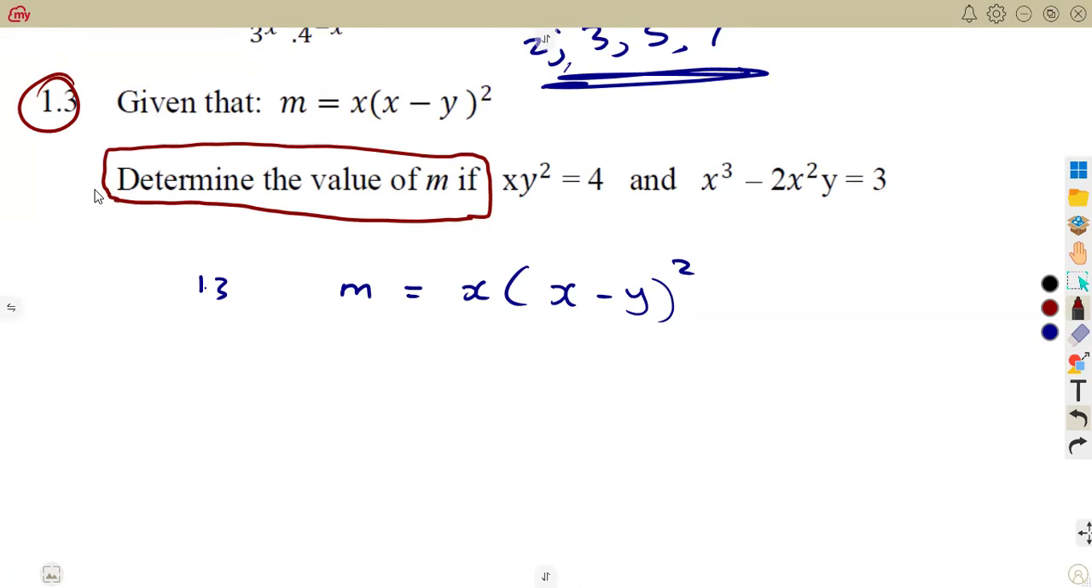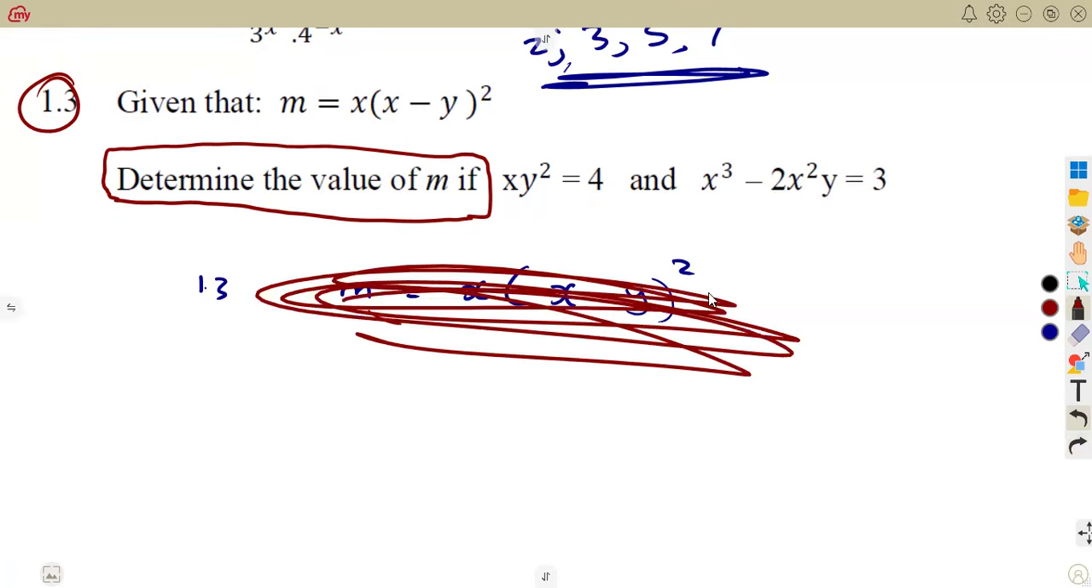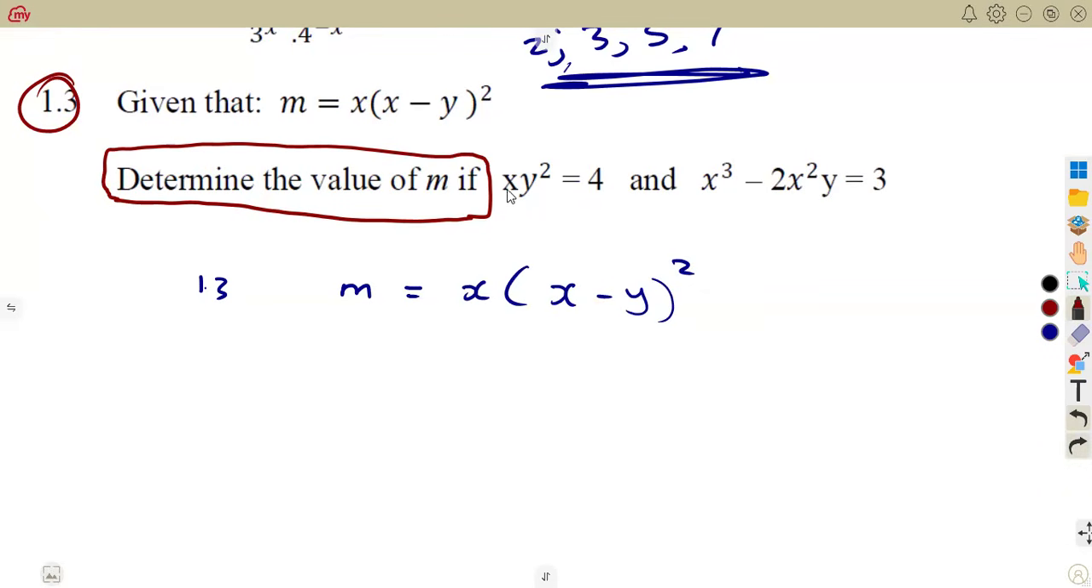It's a condition that when you see xy squared, you're going to put a 4. When you see x cubed minus 2x squared y like this, you're going to put a 3. But are you seeing it so far? Yeah, initially from what you're given, are you seeing xy squared? No. Are we seeing x cubed? We are not seeing it from this. We are not having it. It's not there.